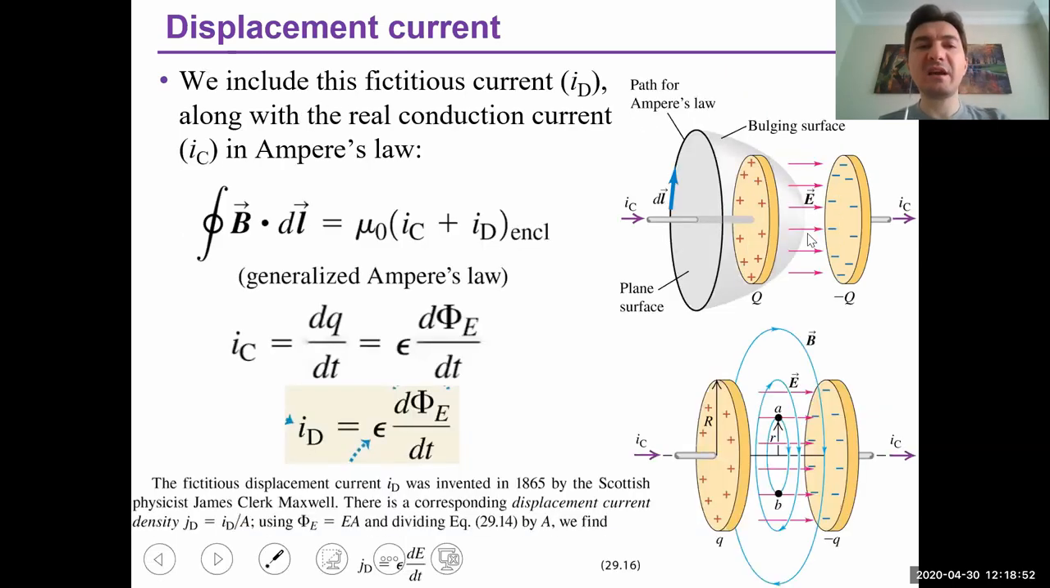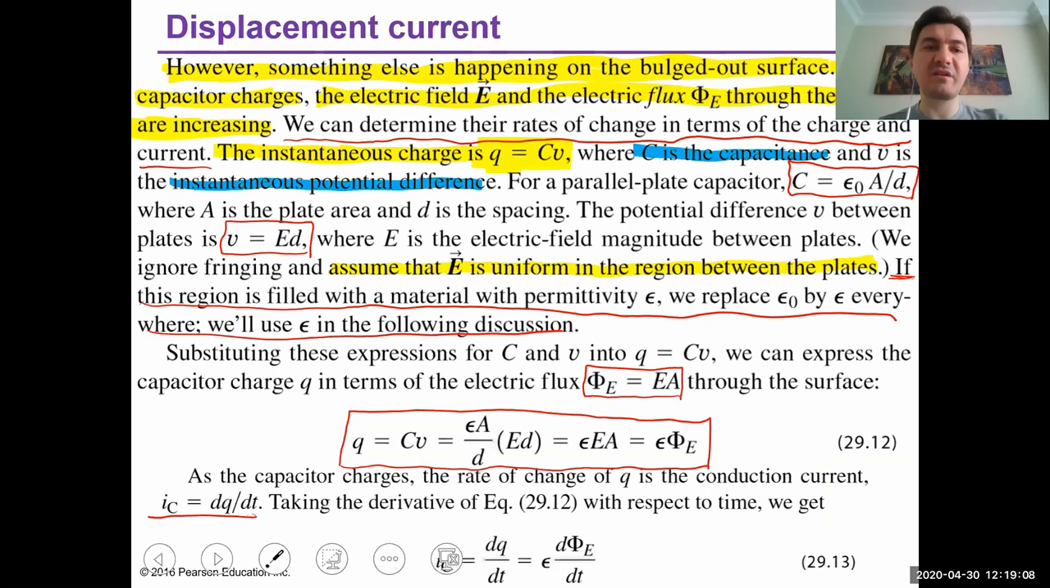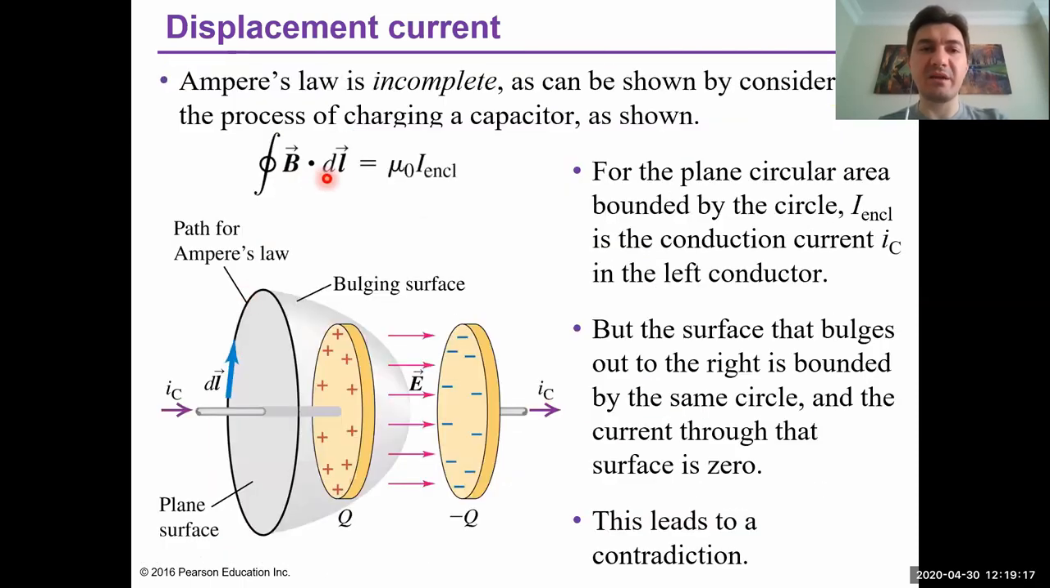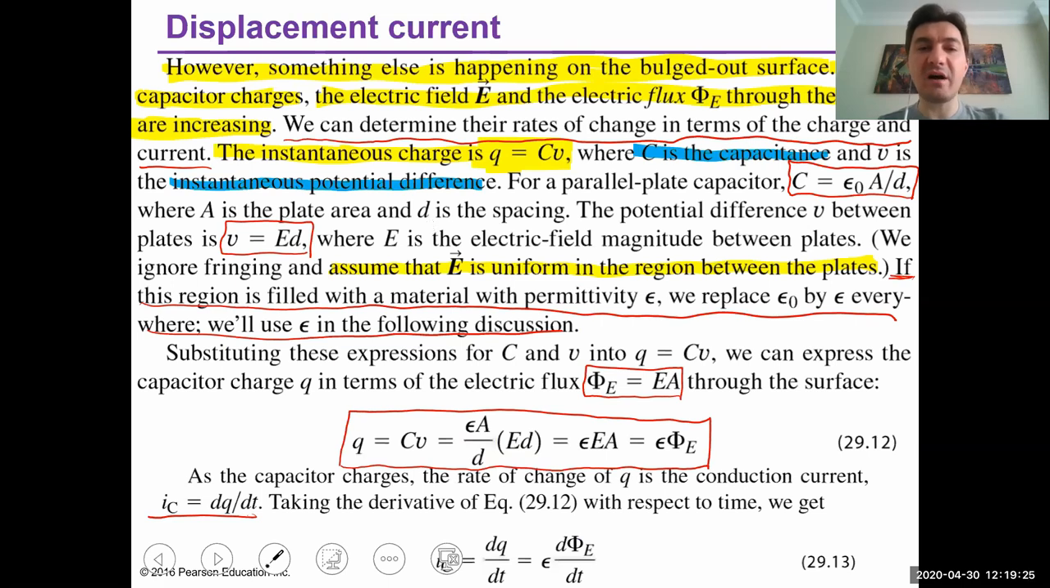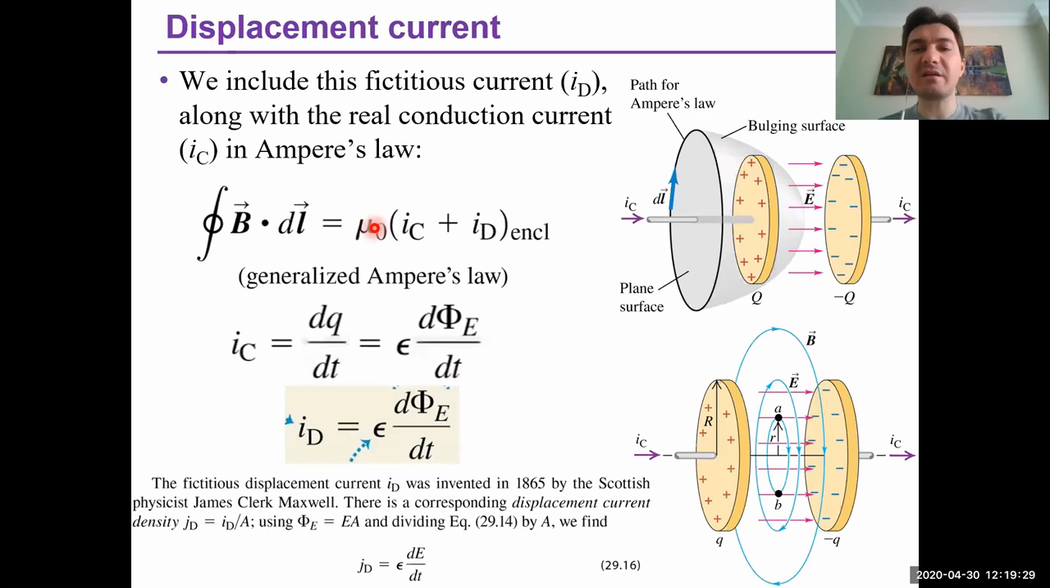So now we can include this fictitious displacement current along with the real conduction current here, this one, in Ampere's law. Remember Ampere's law, which is given by the closed integral over the path here, B dot dl, which is equal to mu zero times I enclosed. So now here, instead of I enclosed, I use the conduction current here. And in addition to that, I use the displacement current here, okay, between the plates. So conduction current is given by that expression. Displacement current is also given by the same expression as we define the conduction current.